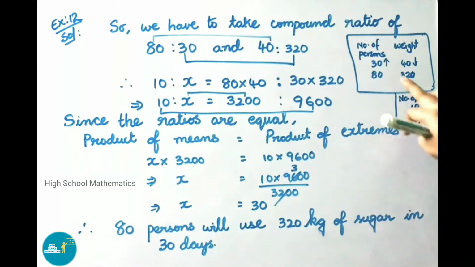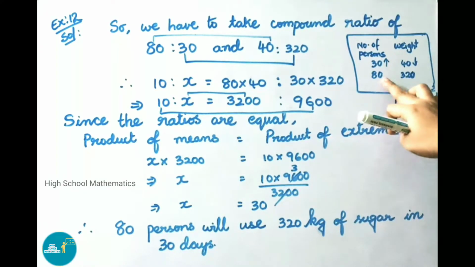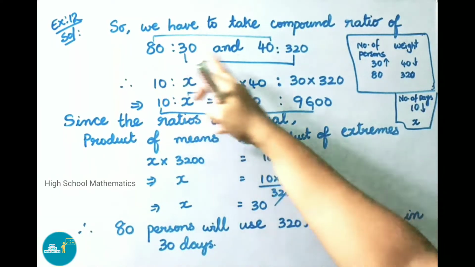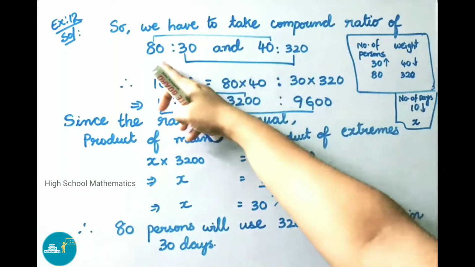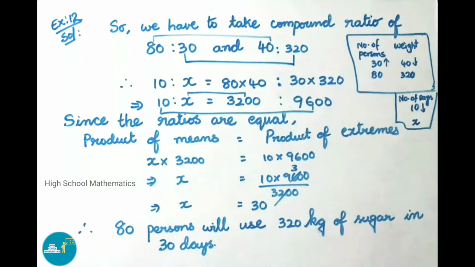See here, since it is indicated with an upward arrow, you take from here 80:30, and it is indicated with the downward arrow, so 40:320. We have taken ratios in this way. We know the compound ratio formula: AC is to BD, that means A into C is to B into D. So here A value is 80 and C value is 40, AC. Next B value is 30 and D value is 320.